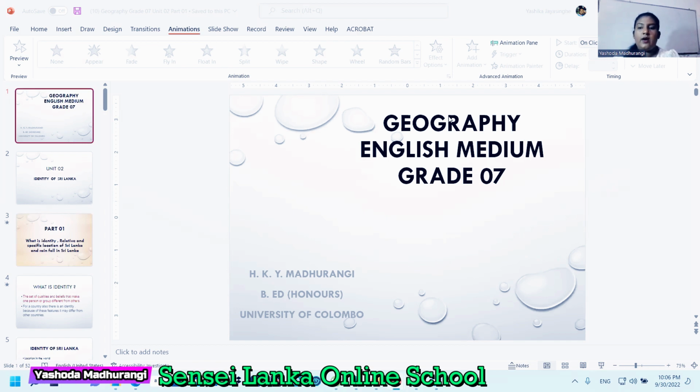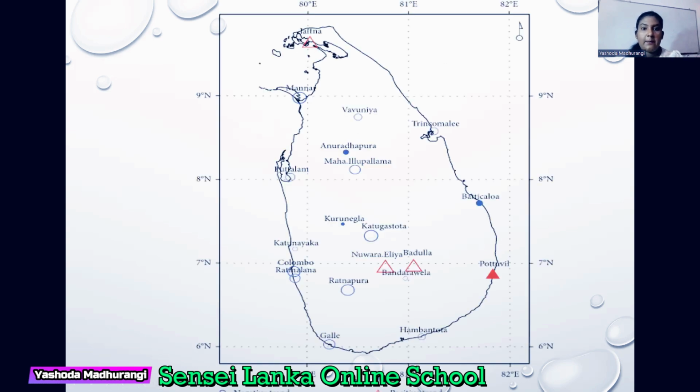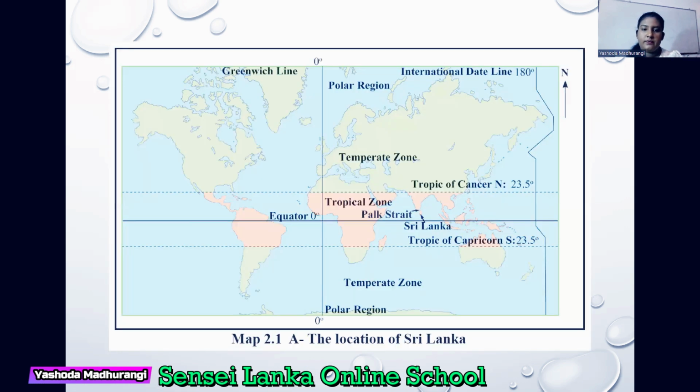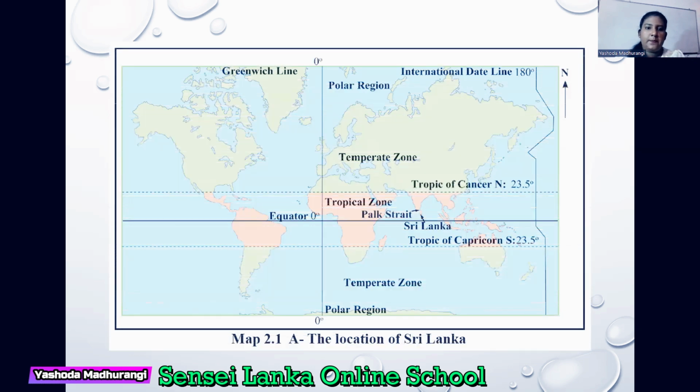Now we are moving to our next topic. Up to now, we discussed generally, where is our country? Where is Sri Lanka? Yes, there is a map. Look at this map now. Earlier, I drew a map. This is the real image of it. Wait one minute, it is coming for you. Yes. The location of Sri Lanka.